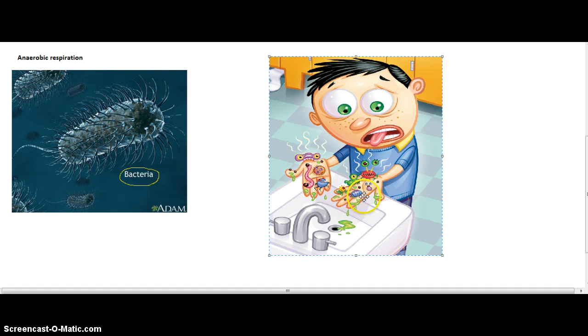Here you have a picture of somebody in a bathroom getting a bunch of bugs. That's what we call bacteria, but bacteria are not bugs because bugs are animals. Bacteria are not animals. Bacteria are bacteria. But bacteria is an organism that carries out anaerobic respiration. Anaerobic respiration, no oxygen required.